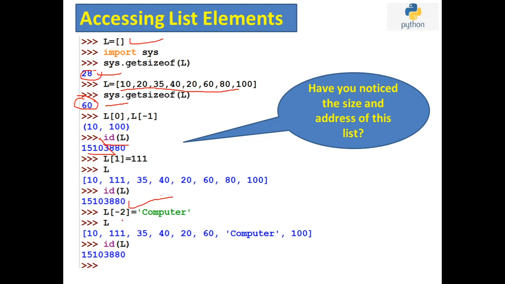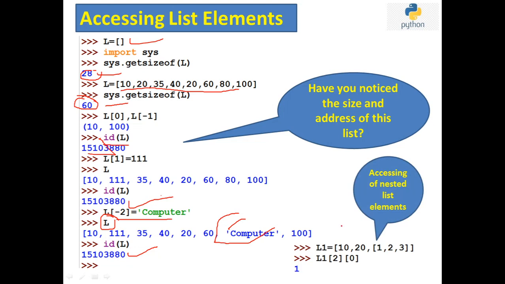Similarly, I am again changing a value, -2 from the last, the second element from the end. 8 is changed into computer. Again I see that the address of the list has not changed. That means we can easily say that a list acts as a container rather than a variable. A list is a container, it is not like a variable. Elements have different addresses, but the main address of the list does not change.